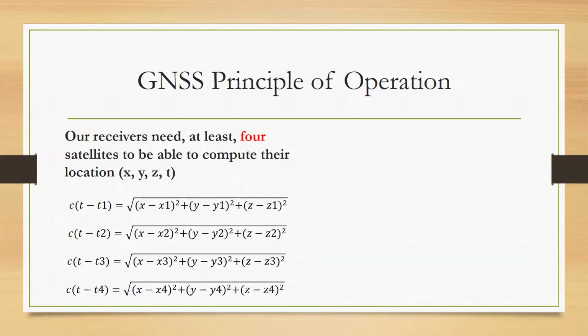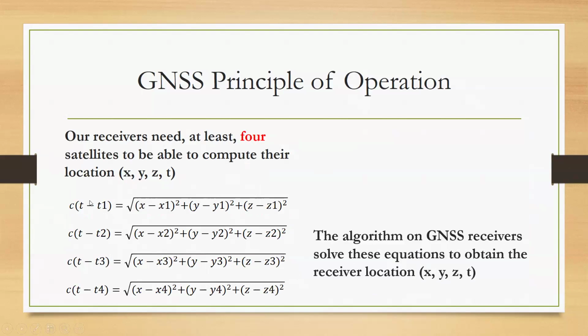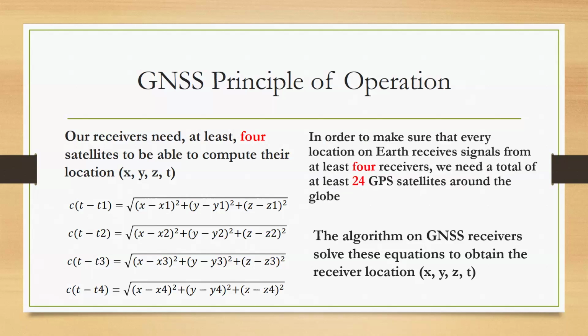Okay. So our receivers need at least four satellites to be able to compute their locations X, Y, Z, and T. We now have this set of equations where we know the values of X1, Y1, Z1, X2, Y2, Z2, X3, Y3, Z3, and so on. So we only have four unknowns in those four equations, and we can precisely determine the values of X, Y, Z, and T. The algorithm on the GNSS receiver solves these equations to obtain that, as I said. And now, this is where what I mentioned earlier comes in.